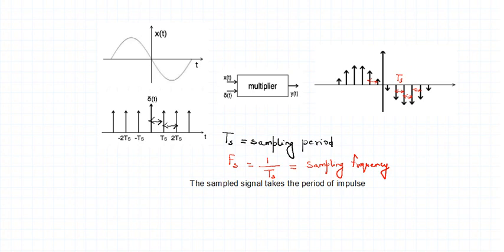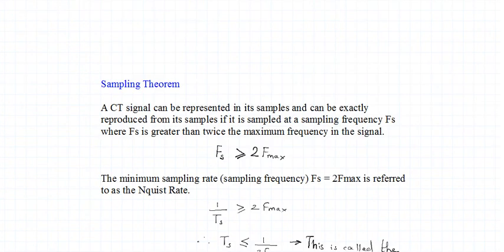Now let us look at the concept of the sampling theorem. We understood what sampling is. Now let us look at the important concept in signals and systems, which is the sampling theorem. So what is the statement of the sampling theorem? It states that a CT signal can be represented in its samples and can be exactly reproduced from its samples if it is sampled at a sampling frequency which is greater than twice the maximum frequency in the signal.